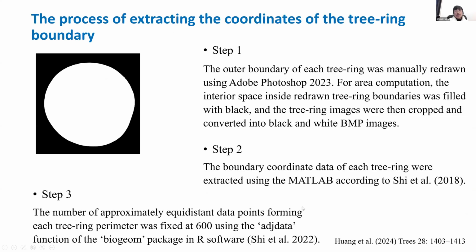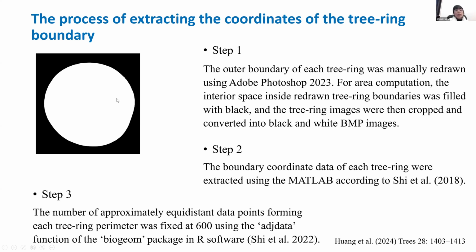So we try to use a superellipse equation to fit the tree ring shape. Here we show the process of extracting the coordinates of the tree ring boundaries. For step 1, the outer boundary of each tree ring was manually redrawn using Photoshop. For the error computation, the interspace inside the redrawn tree ring boundaries was filled with black, and the images were then cropped and converted into black and white BMP images. Then it looks like this.